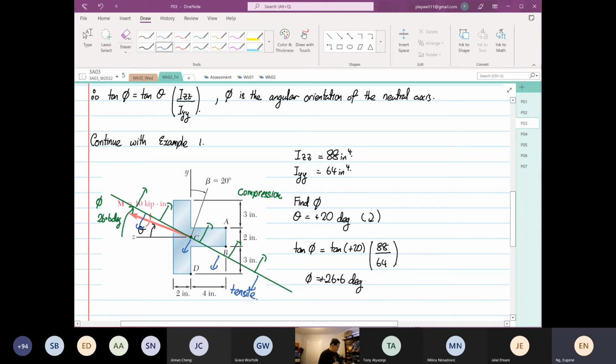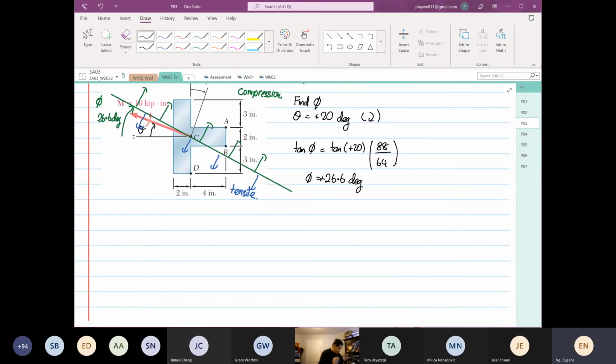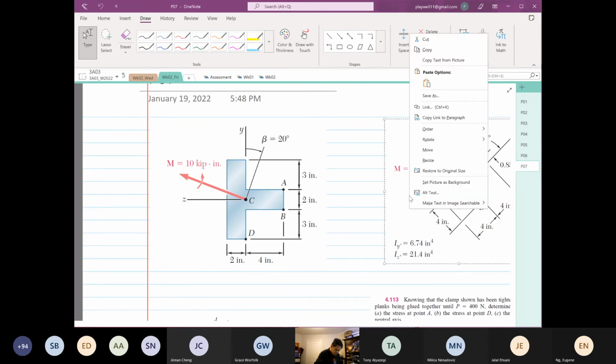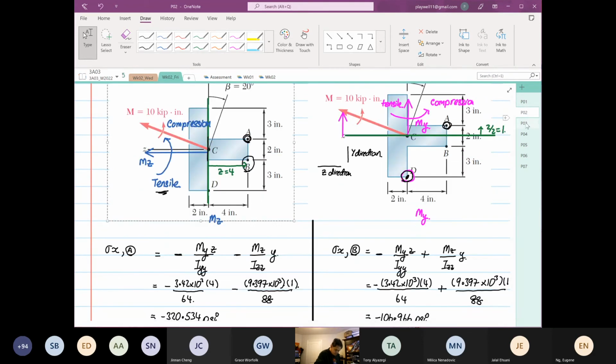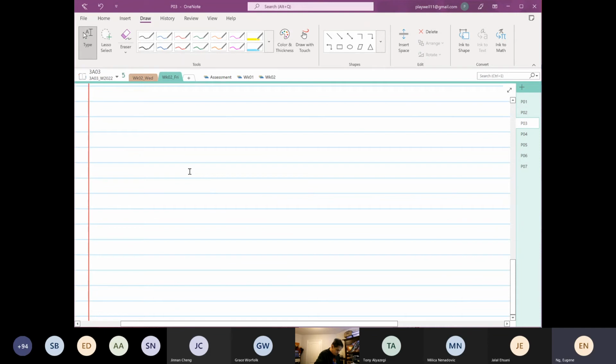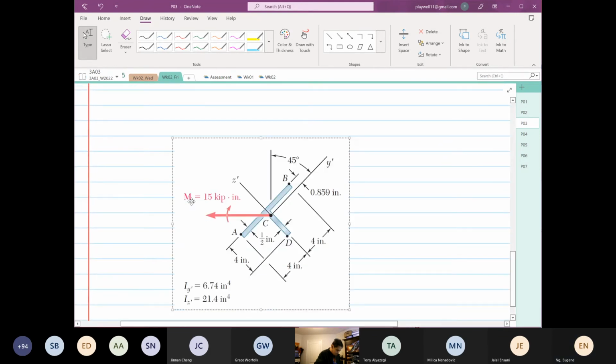Okay. Now let's look at another example, and we are going to apply the rules that we have learned. It's a very short example. Example number 2. So if you can get this figure on Avenue to Learn.